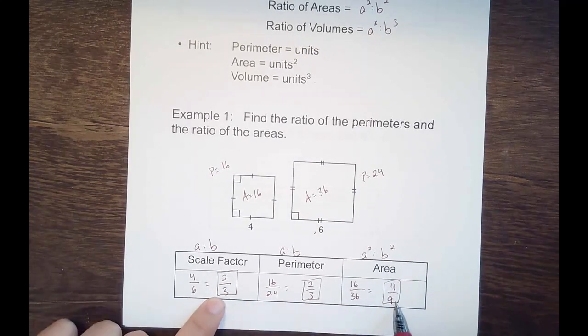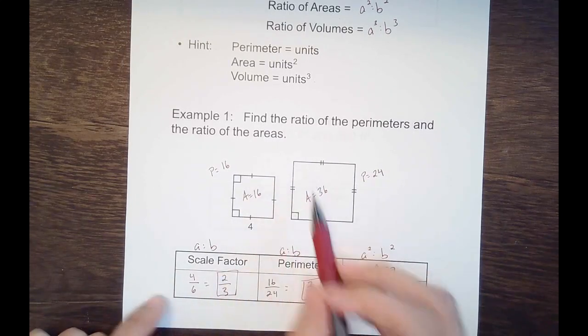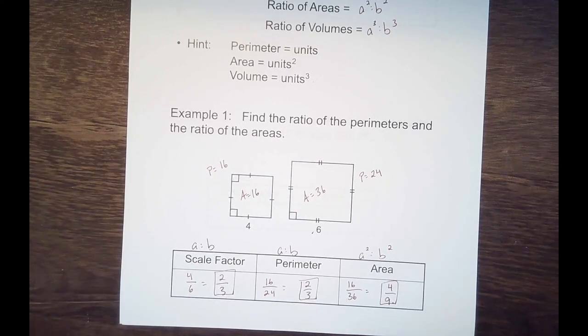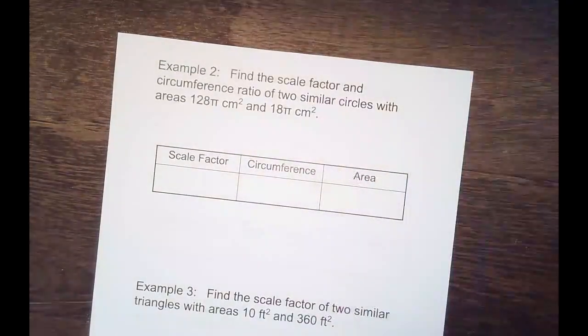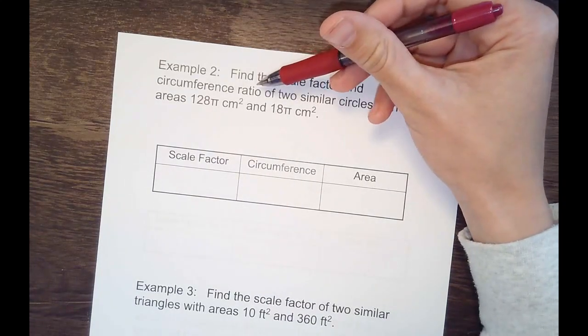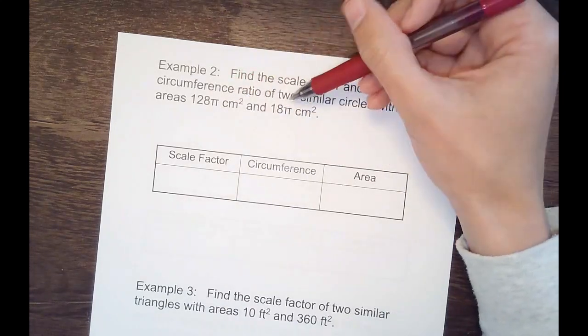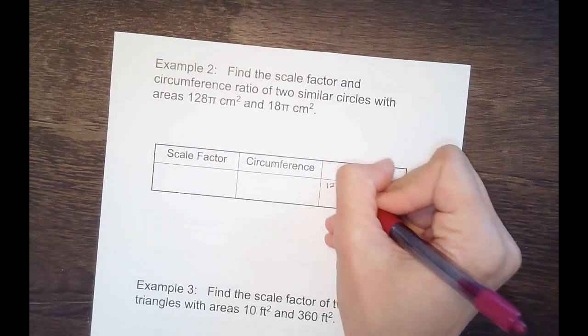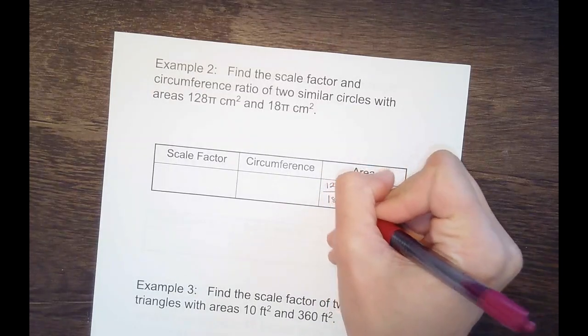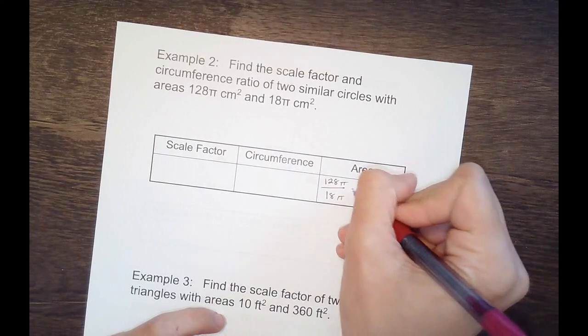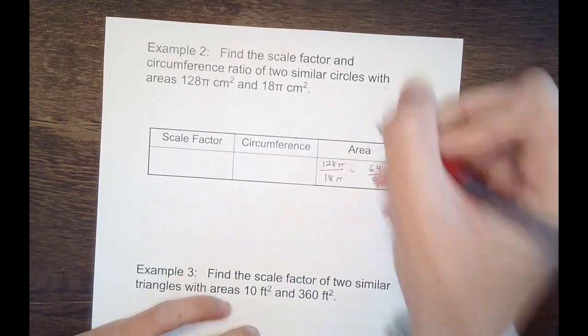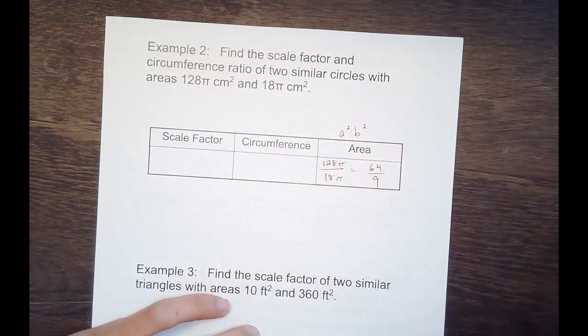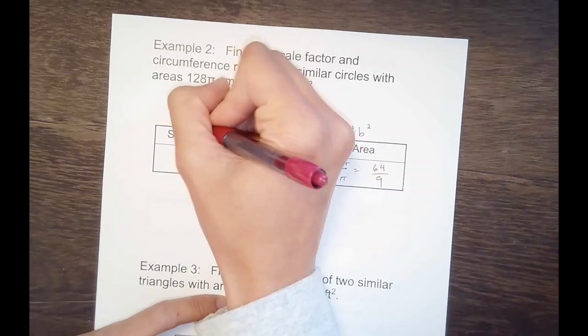If we're looking at example 2, we want to find the scale factor and circumference ratio of two similar circles with areas of 128 pi and 18 pi. So we know that the area ratio is 128 pi over 18 pi, which we can actually simplify to 64 over 9. Remember, our areas are always a squared to b squared, and our scale factor is a to b. So to start here and move that way, we're going to take the square root. Well, the square root of 64 is 8. The square root of 9 is 3. So our scale factor is going to be 8/3. And then remember, these are always the same, so the circumference ratio will also be 8/3.